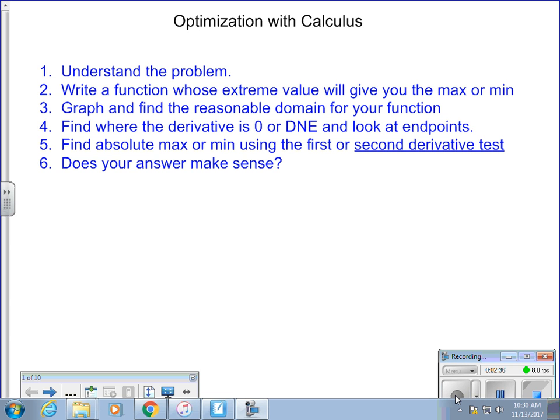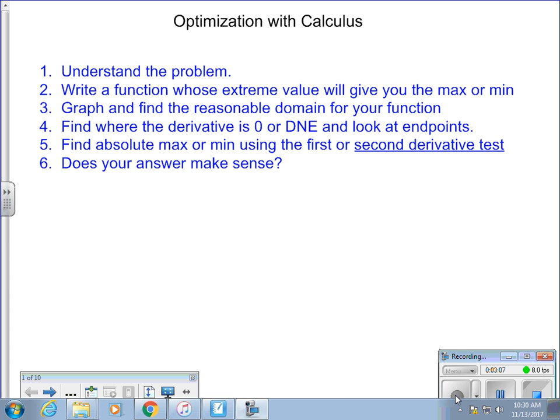So when we're doing optimization, one, you need to read and understand what the problem is asking you. Two, you need to write a function whose extreme value will give you the max or min. The important thing is that it needs to be in one variable. Often the problems you get come in 2 variables. You need to do some substitutions, and you'll do that in here to get it in one variable. You cannot maximize or minimize something with more than one variable in it. It has to be down to one variable.